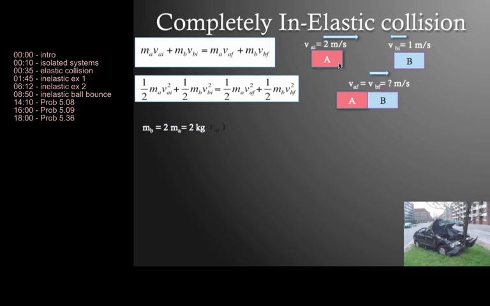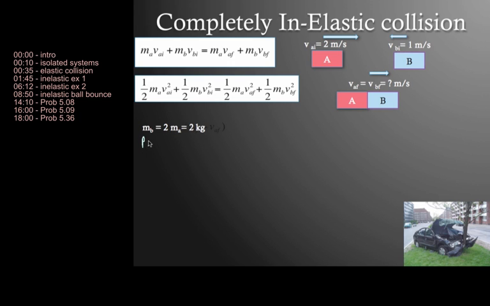We have pretty much the same setup. We have A moving to the right at 2 meters per second. We have B's moving at 1 meter per second for its speed, except now its direction is the other way. We're going to use the same masses that we had before. And now we're going to ask, what is the final speed of these two objects?